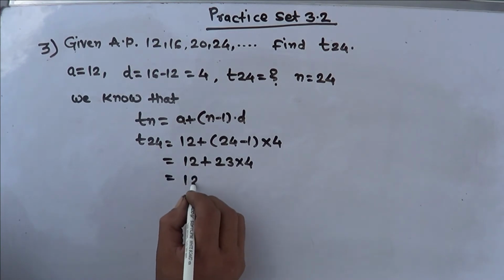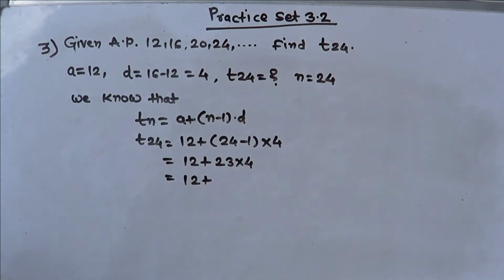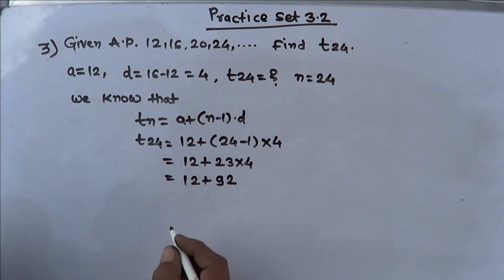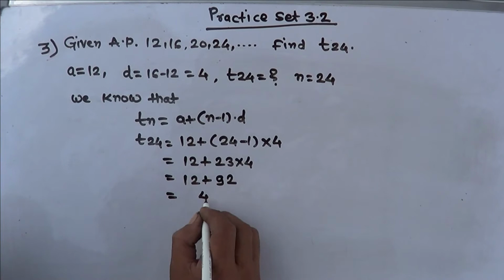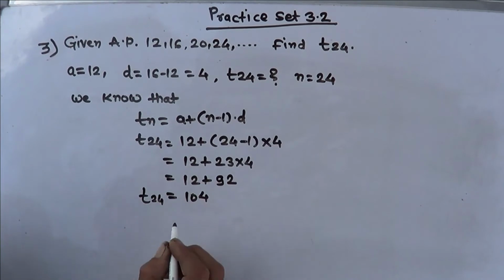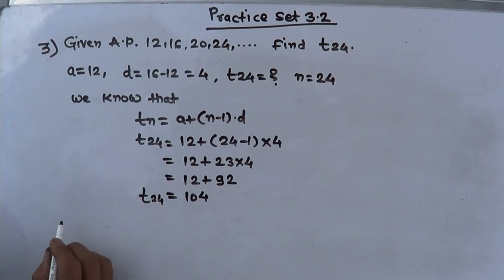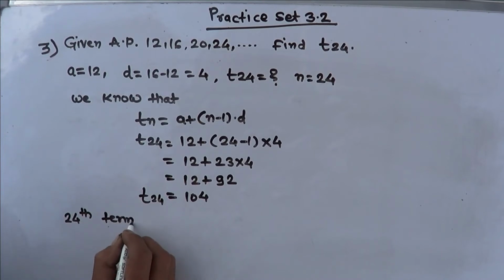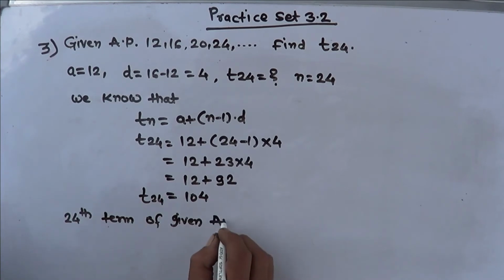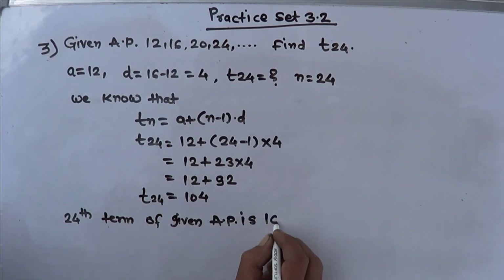equal to 12 plus 92. This will be equal to 92, and the addition will be 2 plus 2, 4, and 9 plus 1, that is 10, and we have T24. So 24th term of given AP is 104. So here we can write 24th term of given AP is 104.